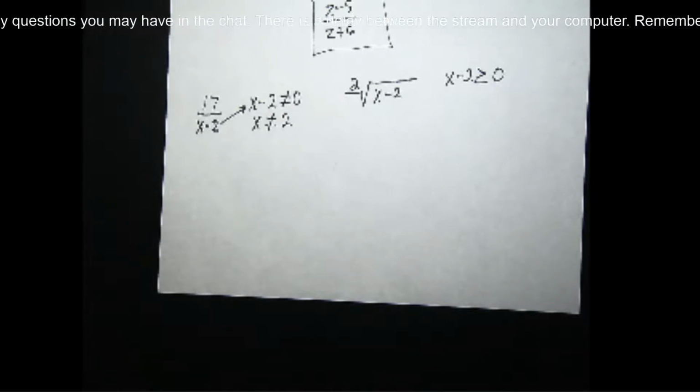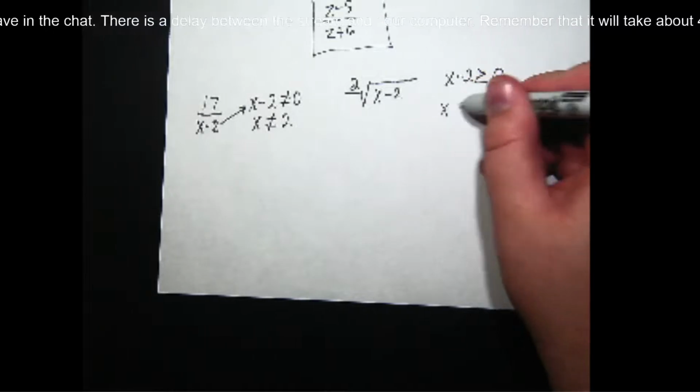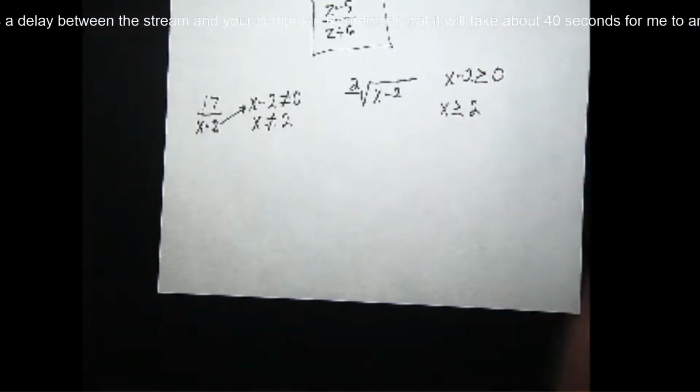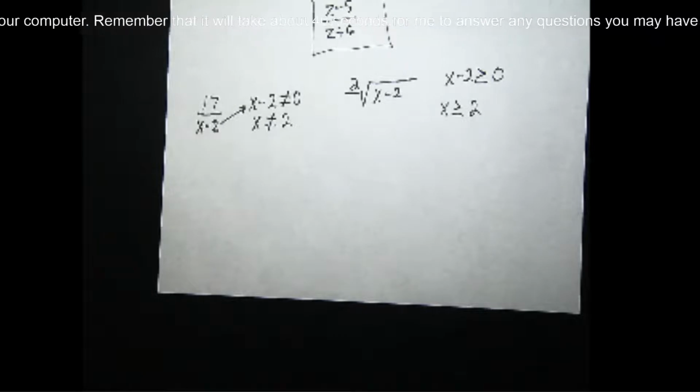So now we can solve this by taking negative 2 to the other side, and we can say that x is greater than or equal to 2. So as long as we're bigger than or equal to 2, we're fine. We don't need to worry about anything too much. Make sense? Let's try another.